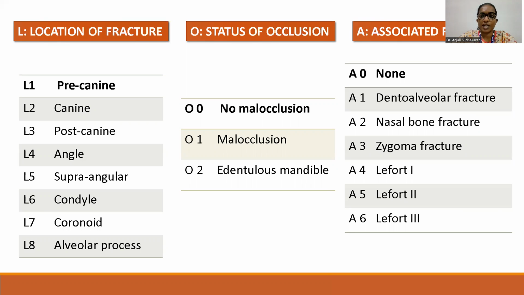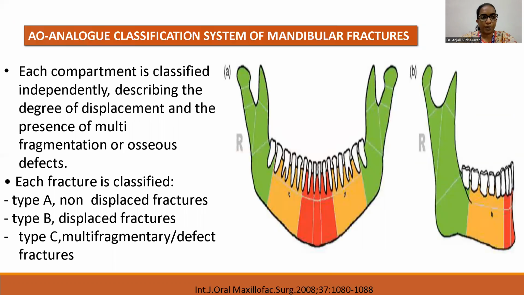Okay. And last one is associated fracture. A0 means there is no other associated fracture. A1 is a dentoalveolar fracture associated with the mandibular fracture. A2 is nasal bone fracture. A3 is zygoma fracture. A4, 5 and 6 are Le Fort 1, 2 and 3 fractures. So along with the mandibular fracture, you may have a maxillary fracture or a nasal fracture, and that also needs to be considered in the treatment plan.